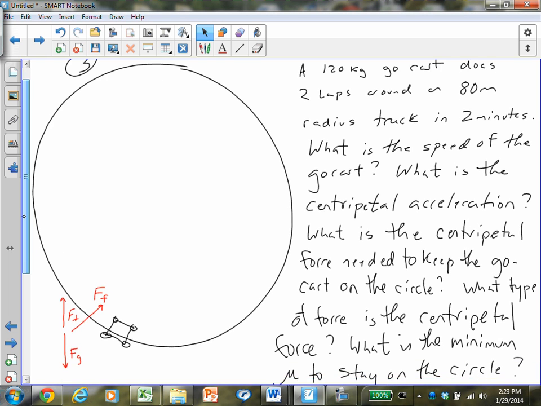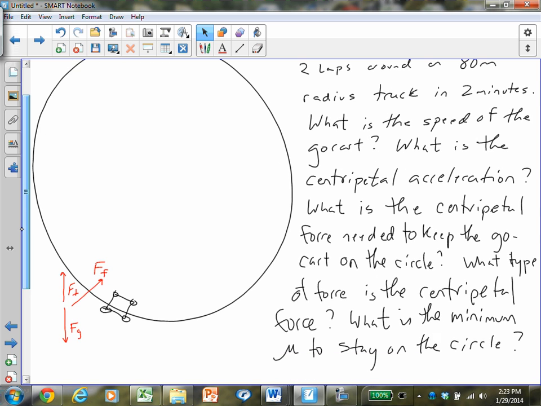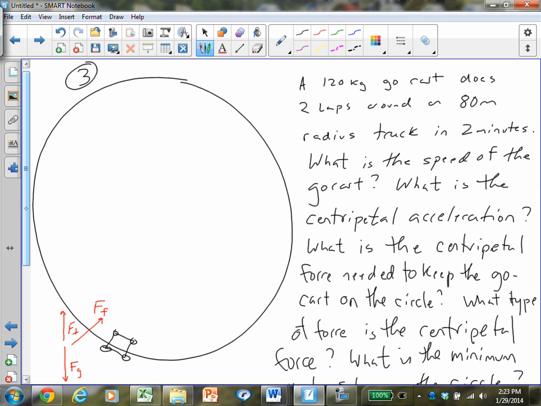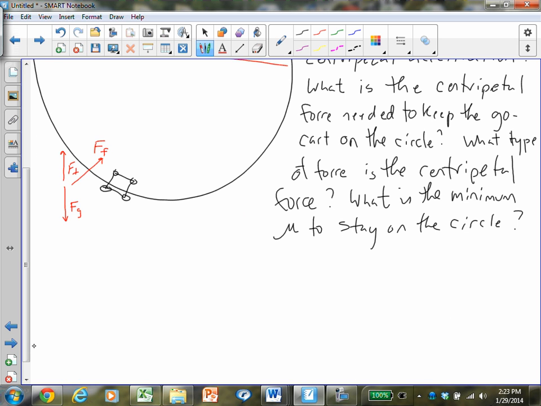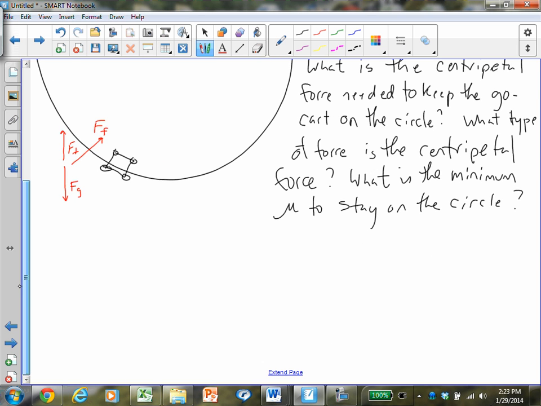So this 120 kilogram cart does 2 laps on an 80 meter radius, so it's 80 meters, in 2 minutes. So 2 laps in 2 minutes. What's... No, the radius is. V is 2 pi r over t.